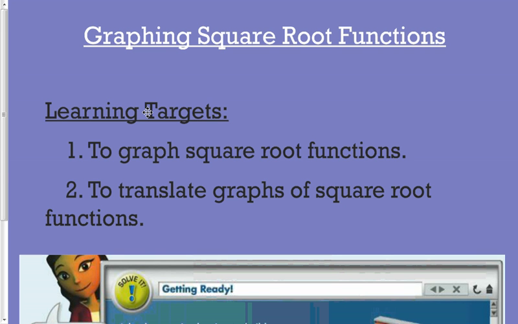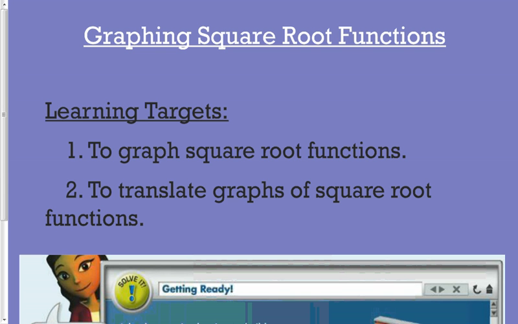Oh, I've said it before and I'll say it again. We are studying some pretty radical stuff. And we're gonna continue studying some pretty radical stuff today with graphing square root functions. All right, so our two learning targets, we're going to graph square root functions the basic old T-chart way.